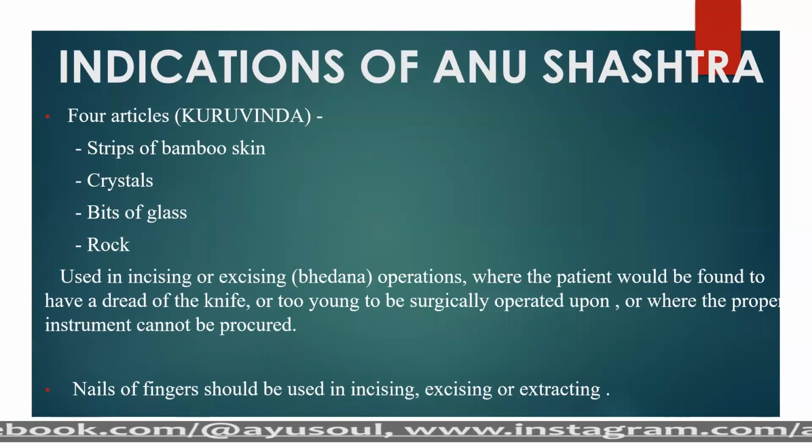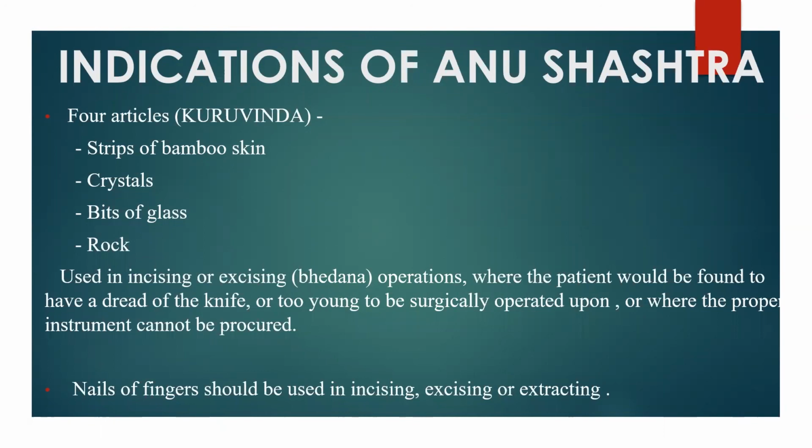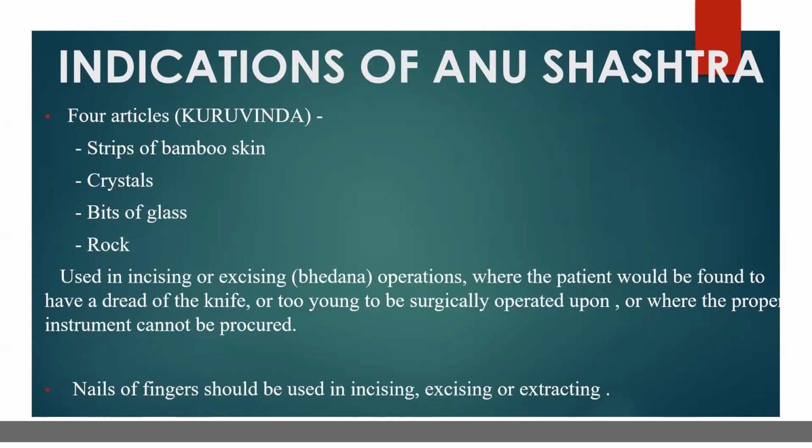Indications for anushastra: four articles, strips of bamboo skin, crystals, bits of glass and rock, are collectively called kuruvind and used in incising or excising operations where the patient has a dread of the knife or is too young to be surgically operated upon, or where the proper instrument cannot be procured. Nails of fingers should be used in incising, excising, or extracting foreign material.